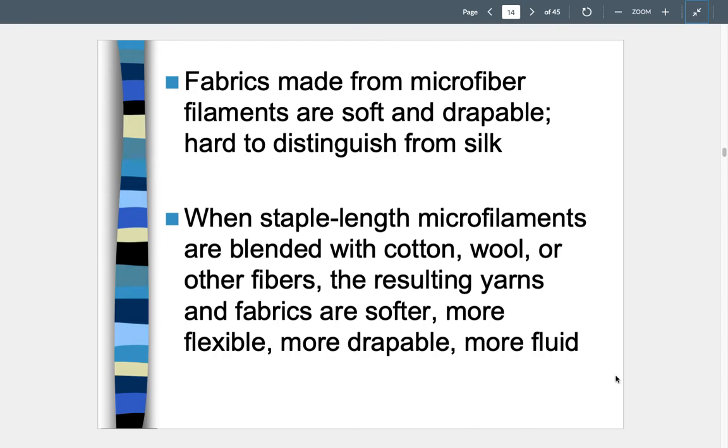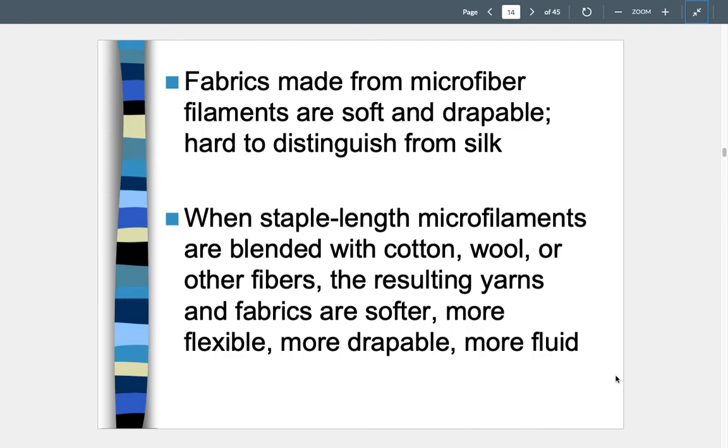We keep them long. When staple length microfilaments are blended with cotton, wool, or other fibers, the resulting yarns and fabrics are softer, more flexible, more drapable, and more fluid. So this is a great example of why we would cut down those microfiber filaments and make them into a staple length. We would cut them down so that they can be blended with cotton, which is a staple fiber, blended with wool, which is a staple fiber.